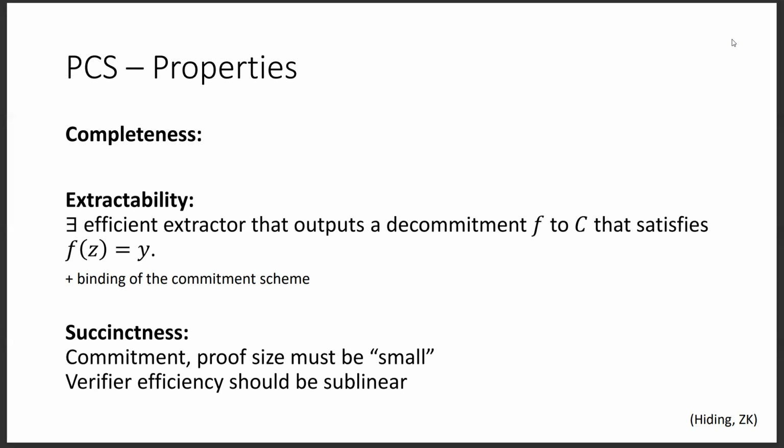So what are the properties that we want? The standard completeness property is what we will ask for. And extractability is a property that we want, which says we can construct an efficient extractor that outputs a decommitment f that satisfies the correct property, that is, the evaluation is correct. The other property that we would like is succinctness, which says the commitment and the proof size must be small. I'm leaving small vague here because different polynomial commitment schemes have different smallness notions, and the verifier efficiency should be sublinear in general. We can also ask for hiding and zero knowledge properties, but I won't be talking about them in this talk.